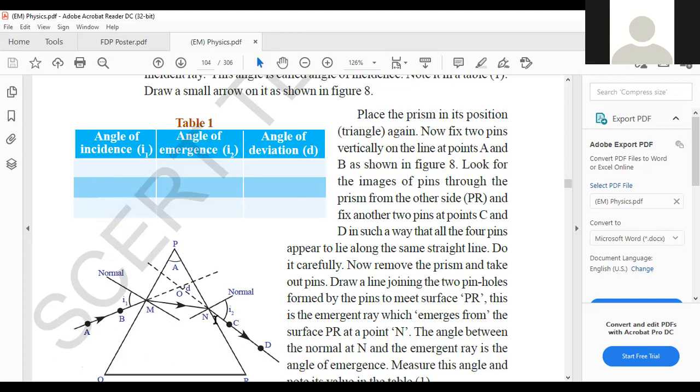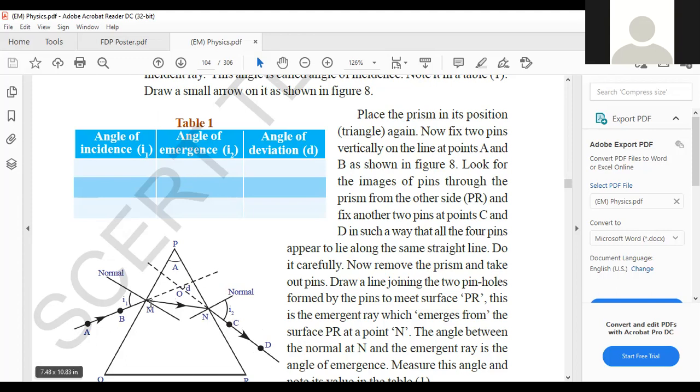From this, again we are taking a 30 degrees angle. At this 30 degrees angle, one straight line was drawn. On the straight line, 2 points were denoted. One is known as point C, second is known as point D. This line is known as the line of emergence. The angle between the normal and the line of emergence is taken as the angle of emergence. This angle of emergence was also drawn, and that should be noted in the table.